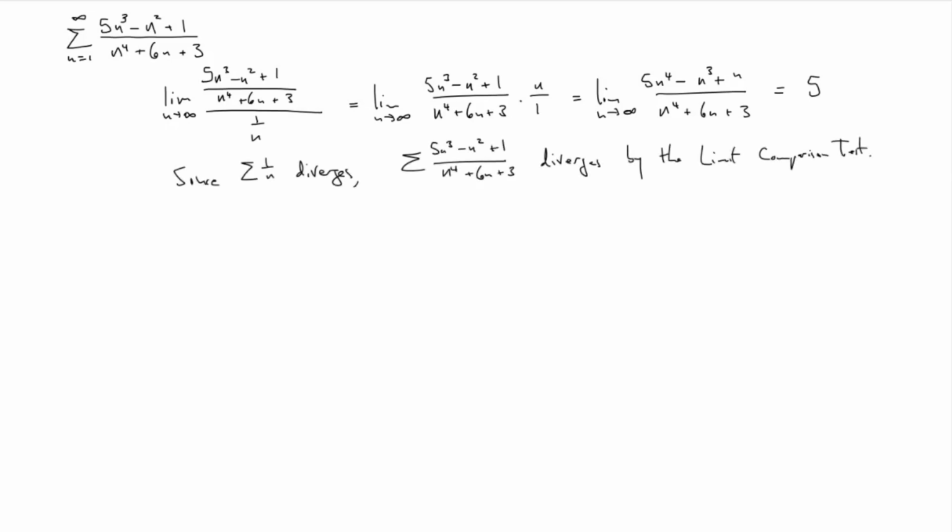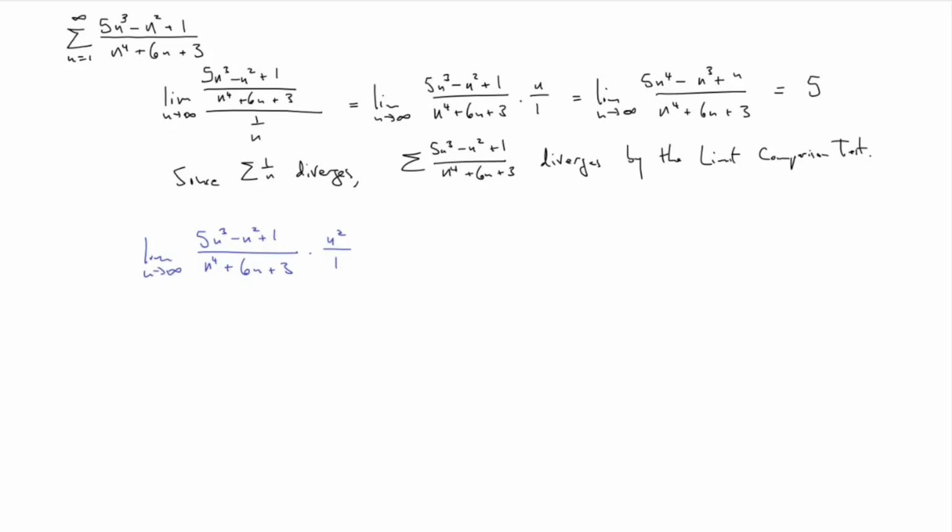Now we can conclude that since we know that the series 1 over n diverges, the series that we're looking at also diverges by the limit comparison test. Okay, it's very important to choose an appropriate series to compare to. Before I give you one to try, let's see what would have happened had I tried to compare this series to the series 1 over n squared.